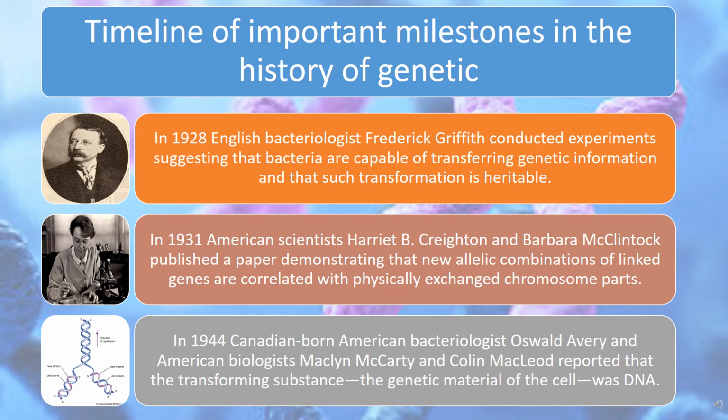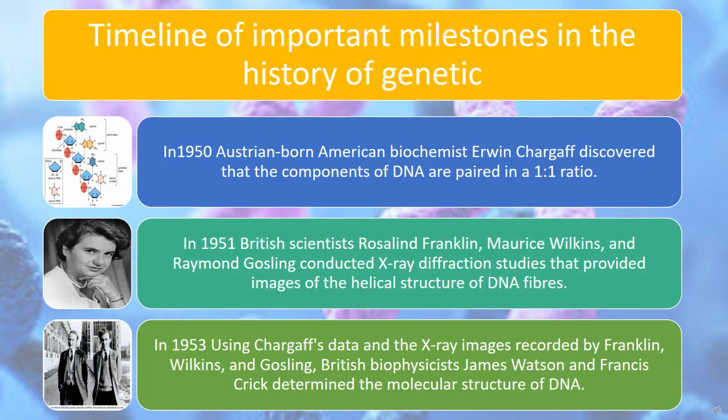In 1944, Canadian-born American bacteriologist Oswald Avery and American biologists Macklin McCarty and Colin MacLeod reported that the transforming substance, the genetic material of the cell, was DNA. In 1950, Austrian-born American biochemist Erwin Chargaff discovered that the components of DNA are paired in a 1-to-1 ratio. Thus, the amount of adenine, A, is always equal to the amount of thymine, T, and the amount of guanine, G, is always equal to the amount of cytosine, C.